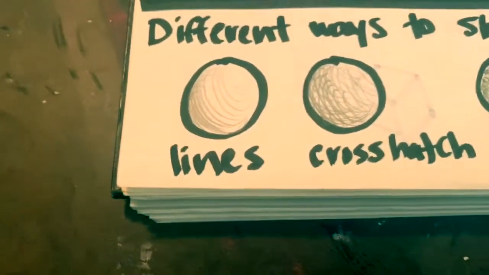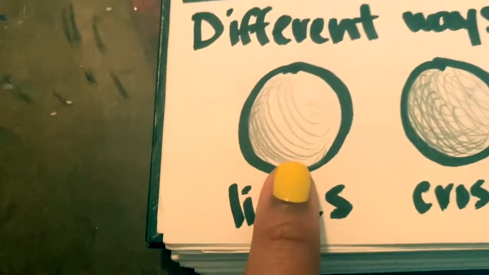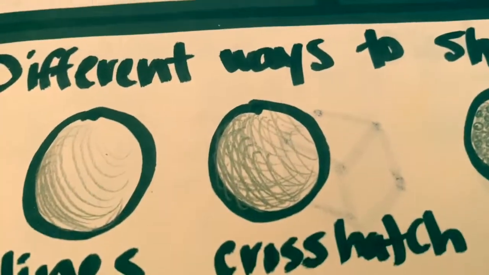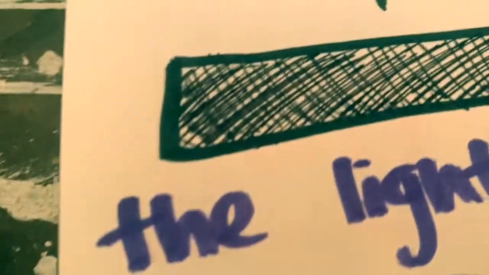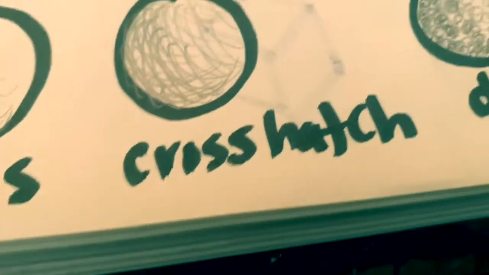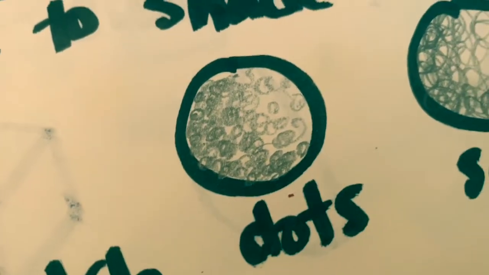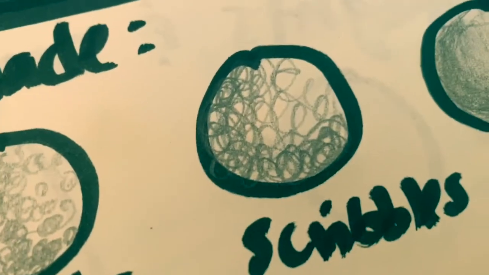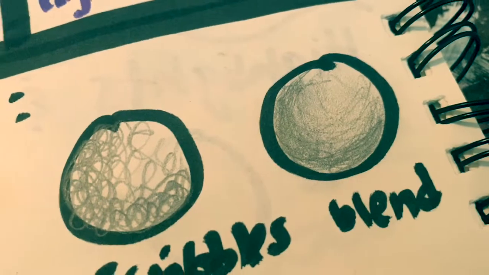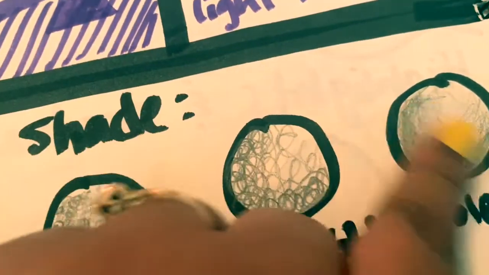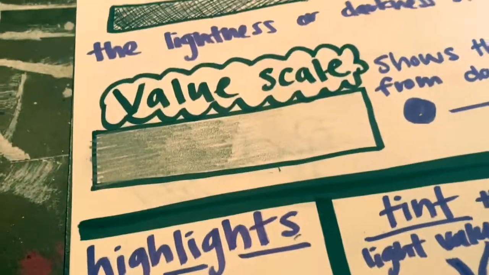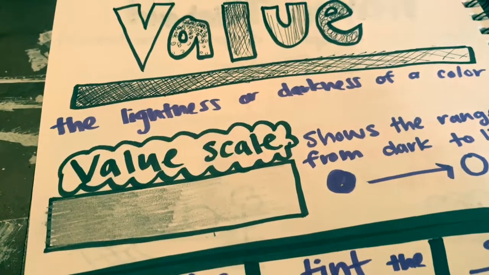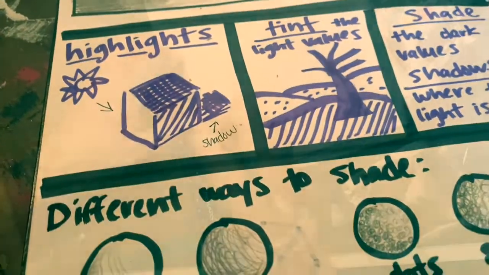This is what we're going to be practicing today. So we can shade with lines. We can shade with cross hatching. That means where your lines cross like this up here. We can do dots or little circles. We can do scribbles, and we can blend. That's when you use your pencil and then you blend it together with your finger. So again, value is the lightness or darkness of a color, and that's what we are going to practice today.